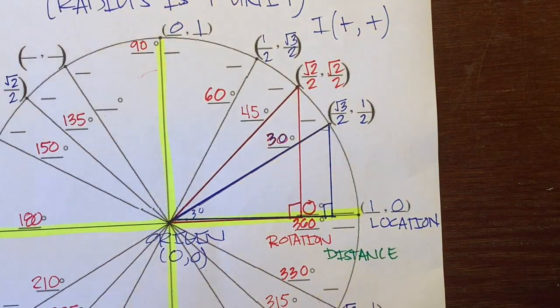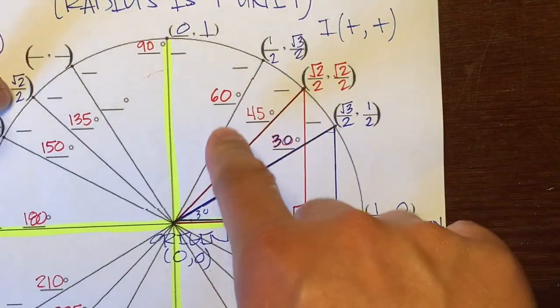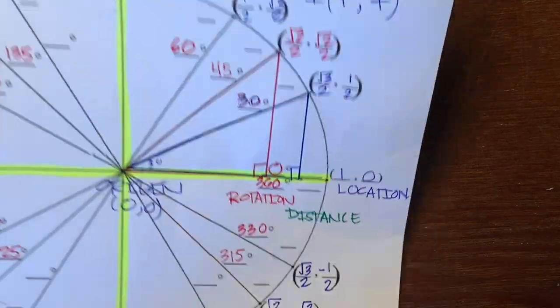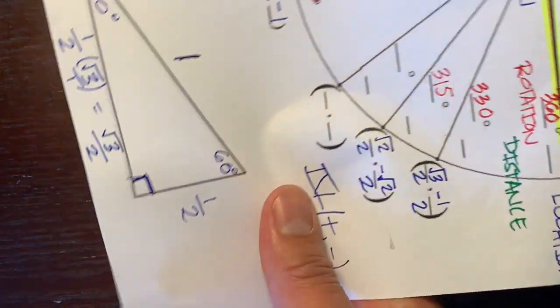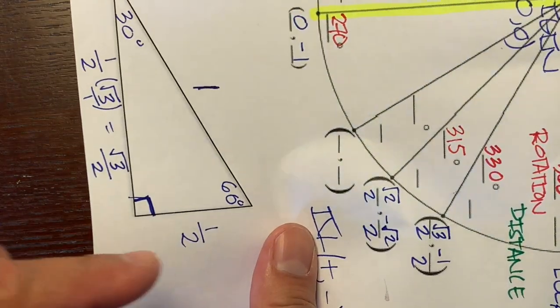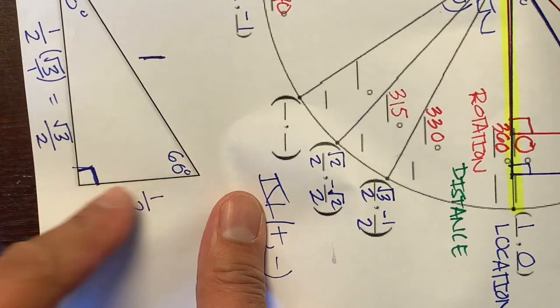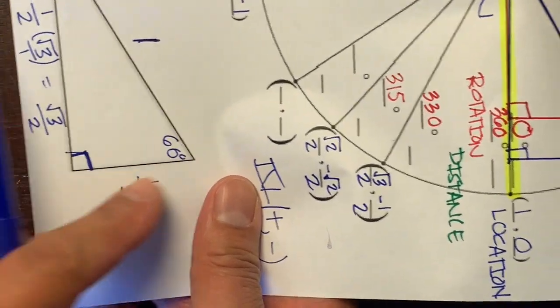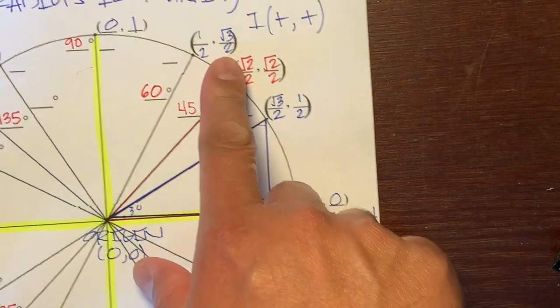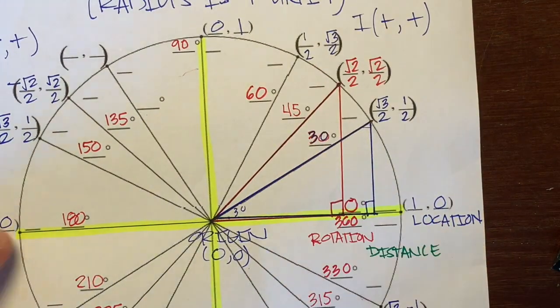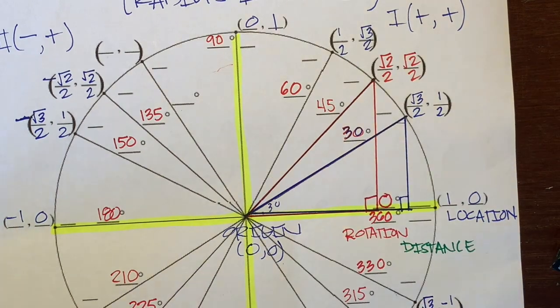Just to remind you, we've got these two values by using a 30, 60, 90 triangle and rotating it. So the horizontal, the short side, is 1/2 and the middle side is radical 3/2. So we're going to use that to get our other angles.